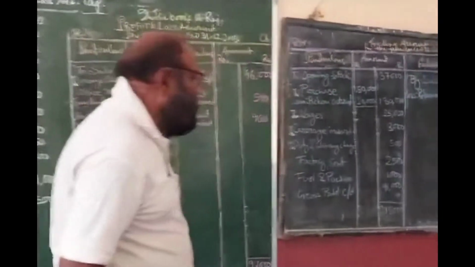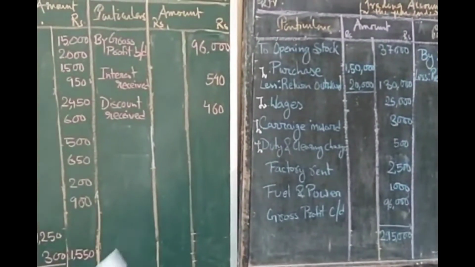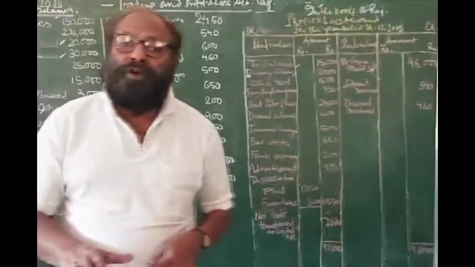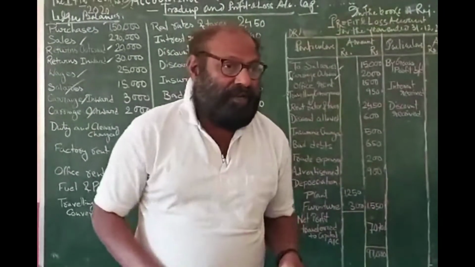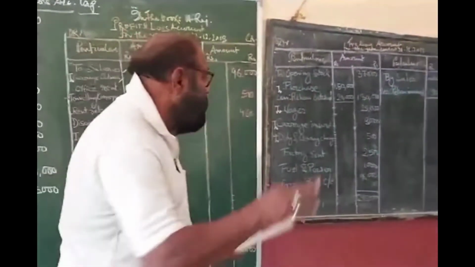Duty and clearance charges. Duty and clearing means the goods have come to you, and you are making all the payments to get the delivery of the goods from the port authority on your part. So that is purchase related.